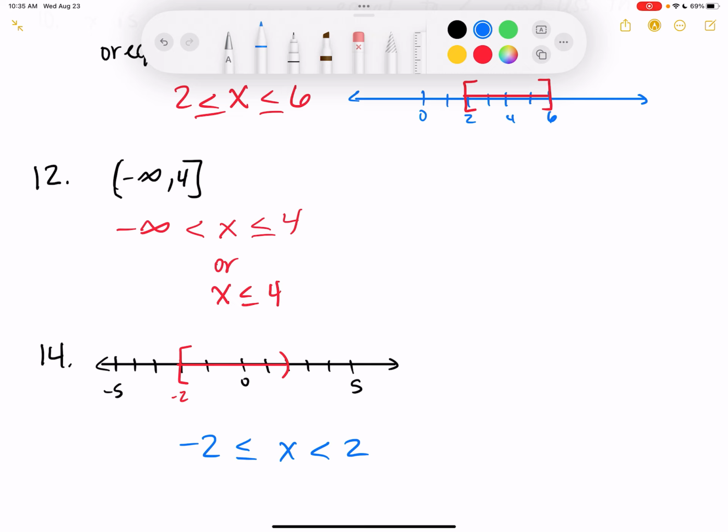It can be equal to -2, but it can only get all the way up to like 1.99999 and so on and so forth, because it can't actually touch +2.